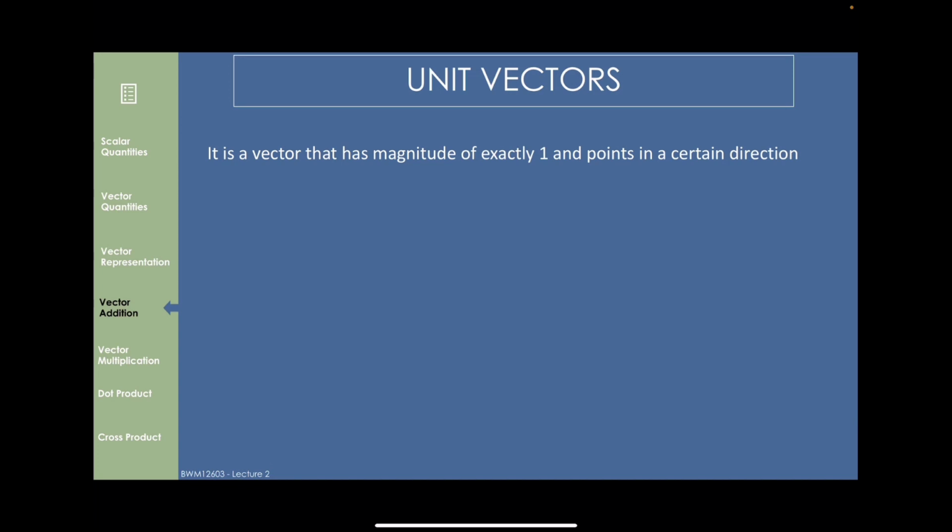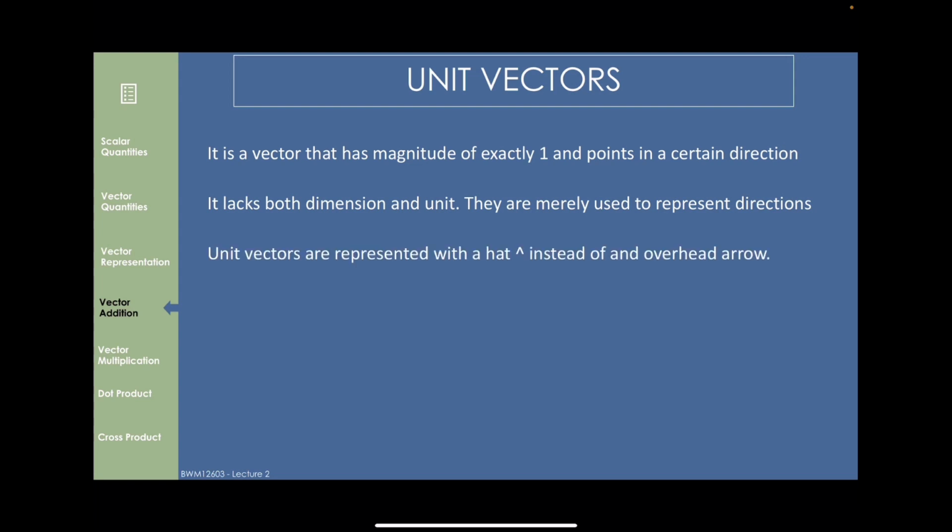Okay, so these unit vectors are used to represent the direction of a vector. These are some key points about unit vectors. It is a vector that has a magnitude of exactly 1 and points in a certain direction, so it lacks both dimension and unit. They are merely used to represent directions. Unit vectors are represented with a hat instead of an overhead arrow. And unit vectors in the positive directions of x, y, and z are represented as i hat, j hat, and k hat respectively, that you have just seen in the previous slide.